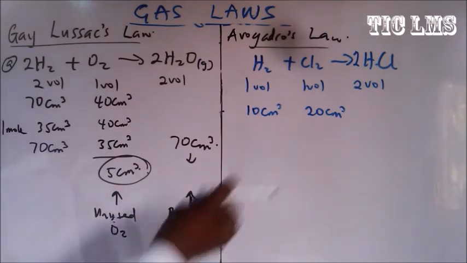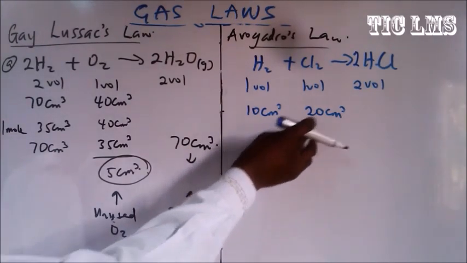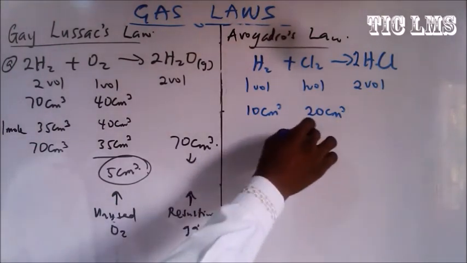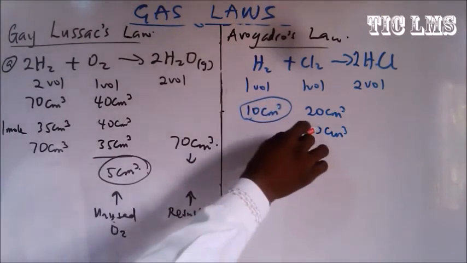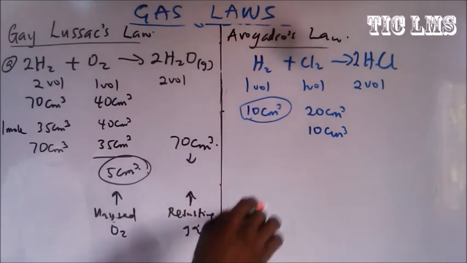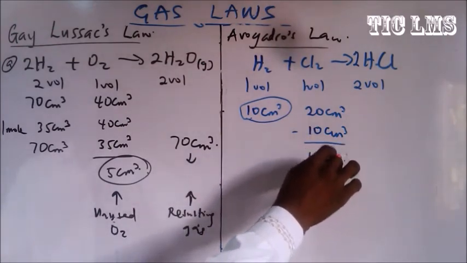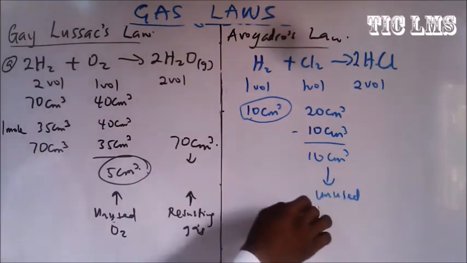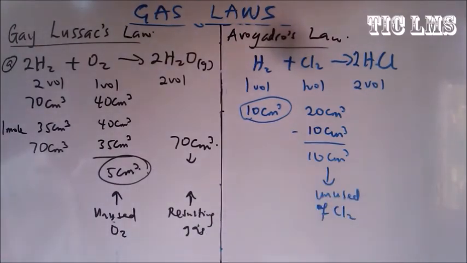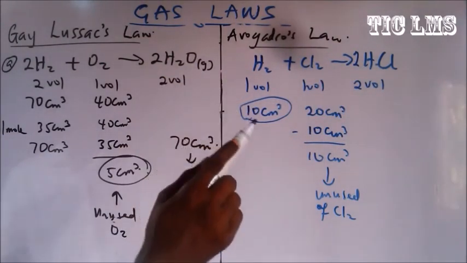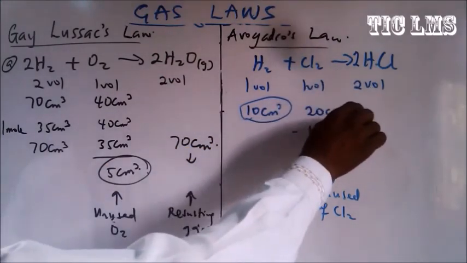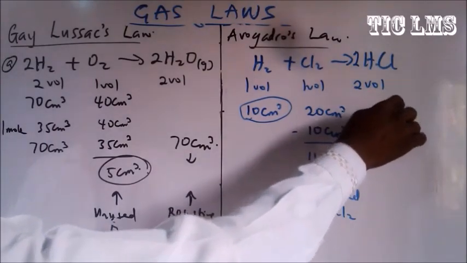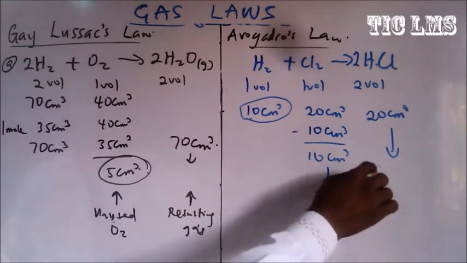Now we're going to make use of this smaller volume, meaning that out of this 20 cm cubed, only 10 cm cubed of it, since we are working with the smaller volume. Now if 10 cm cubed was used from 20 cm cubed, which was made available, we have 10 cm cubed unused of Cl2. And then to get our volume of the resulting gas, we are following the fact that we have 1 volume as we are using 10 cm cubed as the reacting volume. Hence, if you have 2 volumes, we have 20 cm cubed of hydrogen chloride as the resulting gas.